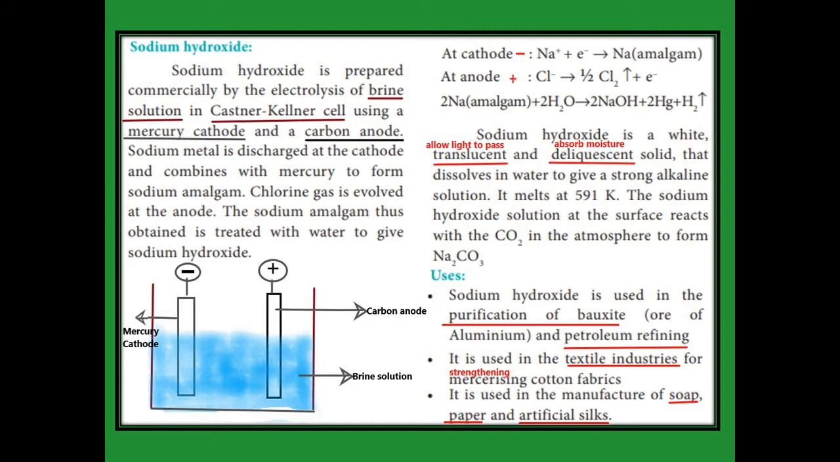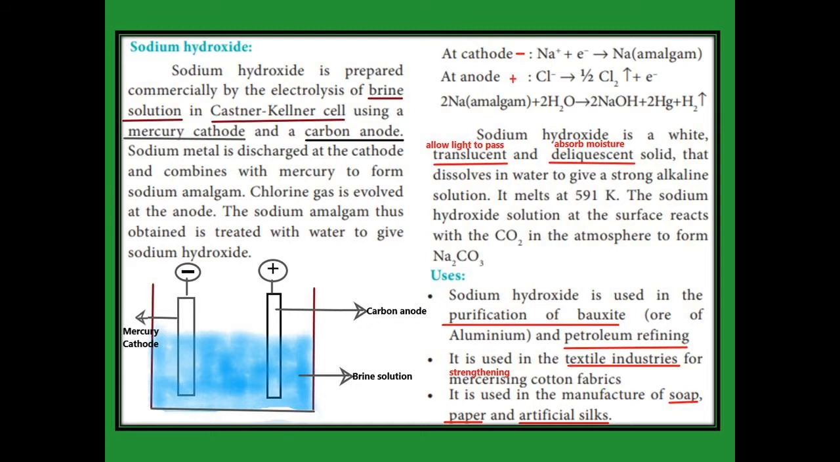Sodium hydroxide is a white, translucent and deliquescent solid. What does translucent mean? It allows light to pass through it, and such a solid is called translucent. Deliquescent means it absorbs moisture from the atmosphere. When it reacts with water, it gives a basic solution, called an alkaline solution. Sodium hydroxide at the surface reacts with carbon dioxide in the atmosphere and gives sodium carbonate.